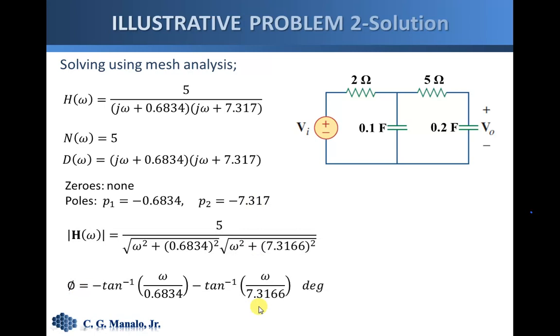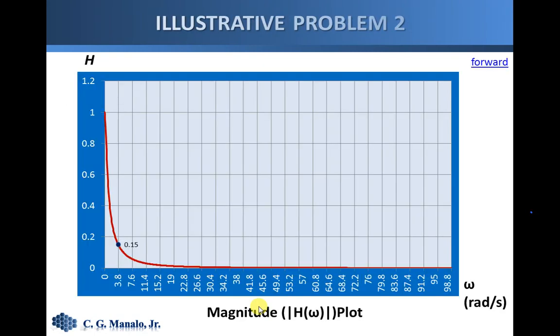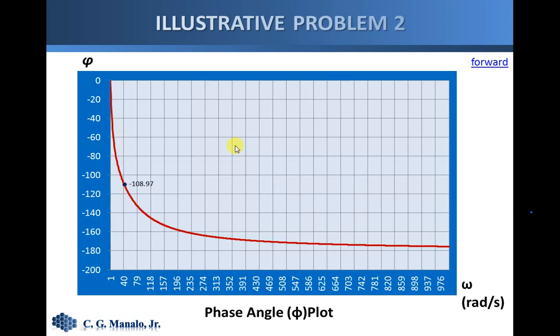As you can see, the magnitude of the transfer function varies from a maximum when omega of the input is 0, where we get the transfer function equals 1. And this decreases as omega increases. For the phase angle, it is 0 if omega equals 0, and it decreases as omega increases.